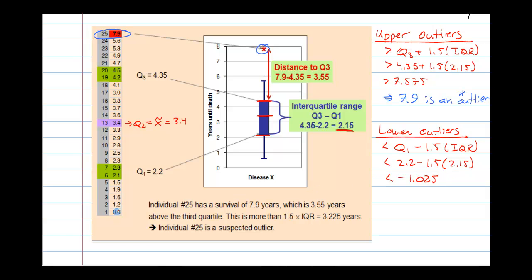Well, you can see over here the smallest data point is 0.6. That's definitely not a negative number. It's not less than negative 1.025. So I'm good. This is not an outlier. So this is my minimum value. I can't reclaim it as an outlier, so there are no lower outliers.